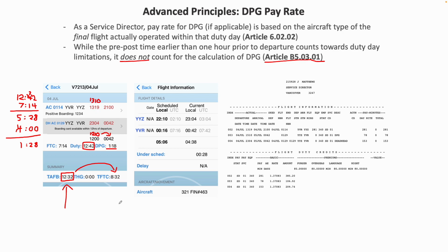B5.03.01. Note that even though your time away from base for the purpose of DPG is 12:32, your duty day is in fact longer for the purpose of duty limitation. So as far as choosing between DOT and walking, your earlier time that you show up prior to 1 hour is indeed factored in to the calculation of DOT. That would be something to cover in detail in another video that's beyond the scope of this one. But just so you're aware, the calculation of DPG does not include the extra time prior to 1 hour.